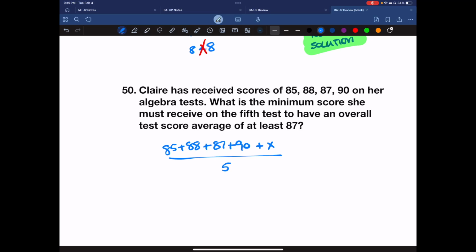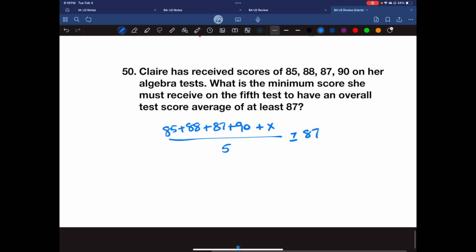And I need at least an 87. So ask yourself, is that less than, greater than, less than or equal to, greater than or equal to? Well, it says at least. So I can't have less than. I can have an 87. I can also have more than 87. So that would be greater than or equal to 87.